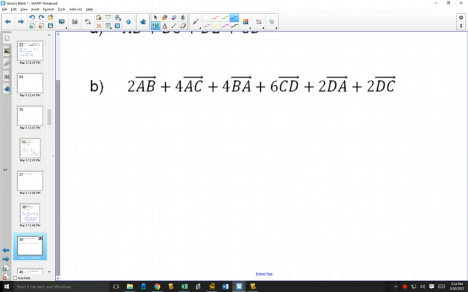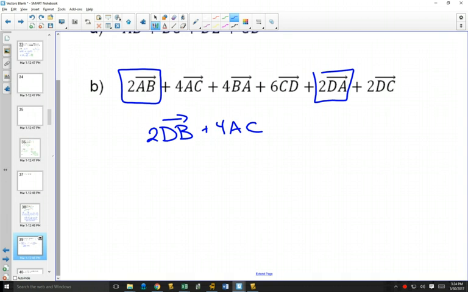Okay. So I'm wondering, would we get the same thing if we saw something else to begin with? Like maybe you were looking at this and you said to yourself, hey, I could put these together. Right? What would that make? 2dB, right? Would that ruin things, or would that not help us? So if I did that first, 2dB plus 4AC plus 4BA plus 6CD plus 2DC.